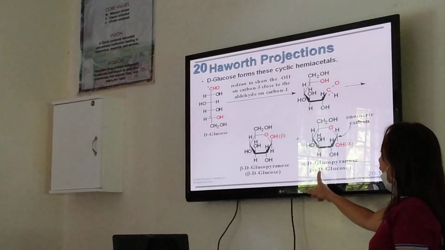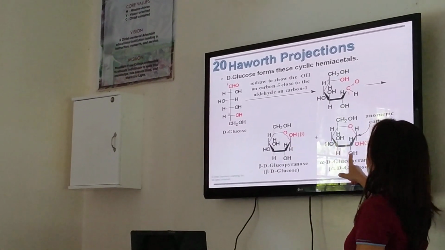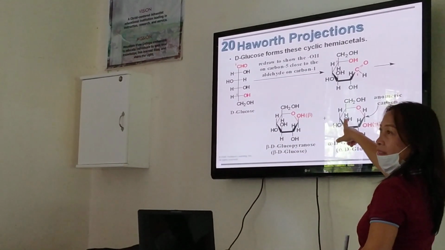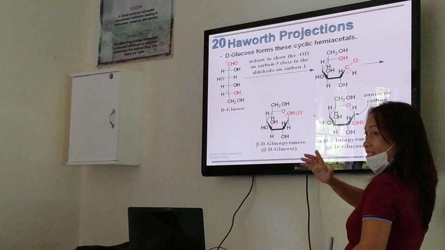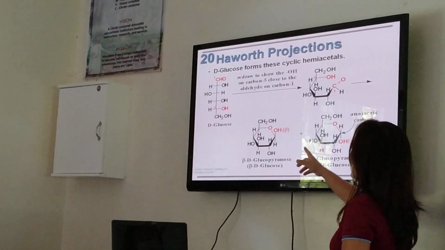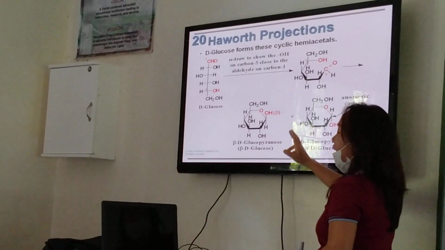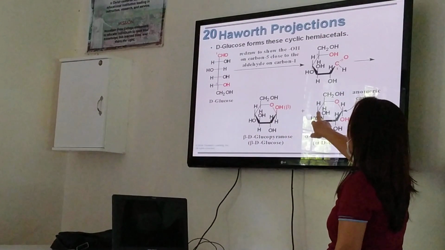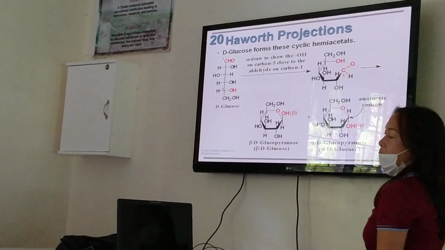The OH is down, alpha. And then the second OH is down. The third carbon is on the left, then up. The fourth carbon is on the right, then down. So when you are right, you have to be down. It's easy, right? When that OH is on the right, then it has to be down. So that represents you and me. Of course, all of them have the OH, then H here. Okay? Any question?